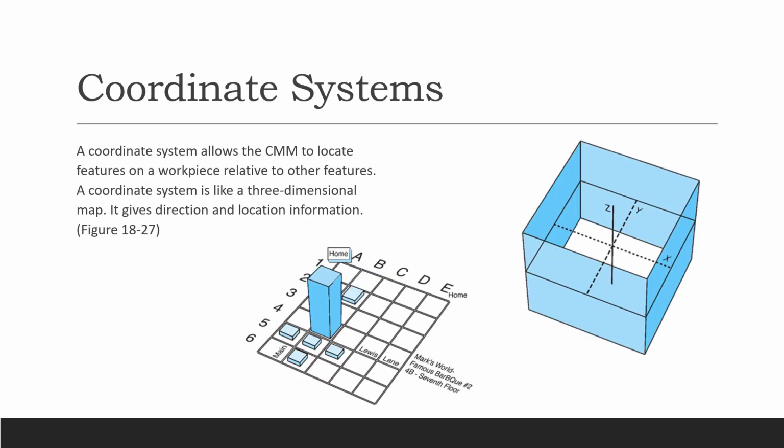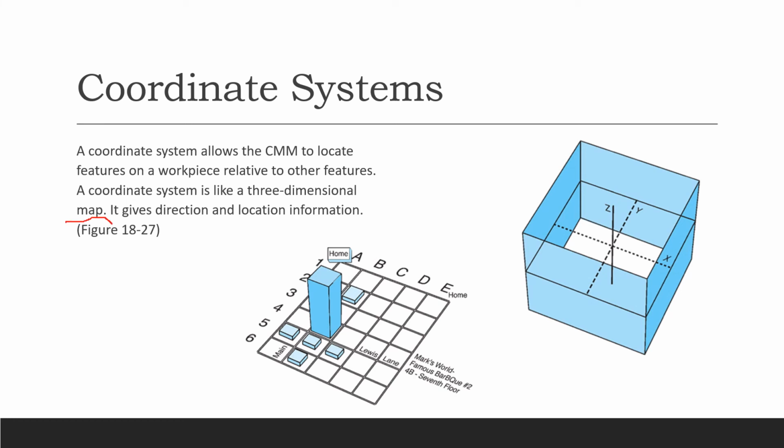Coordinate systems. So here are your x's right there, your z, your x, and then your y right here. So the coordinate system is just an address, right? It's telling you where the position of your part is. So this system allows your CMM to locate the feature on a workpiece relative to other features. So a coordinate system is like a 3D map.